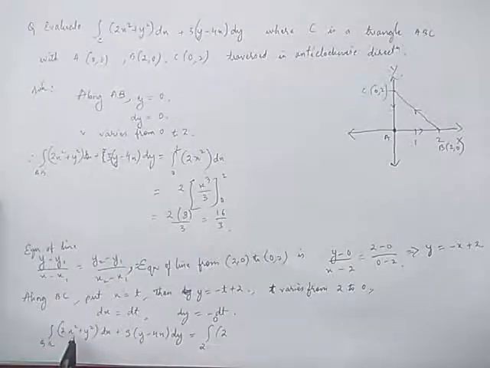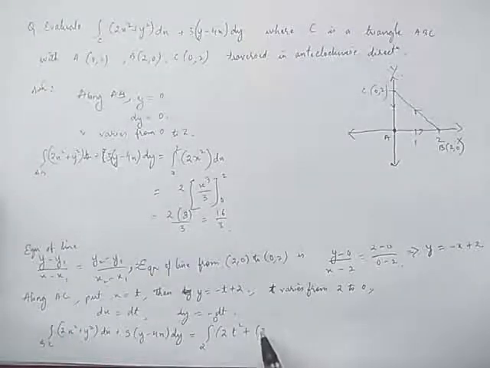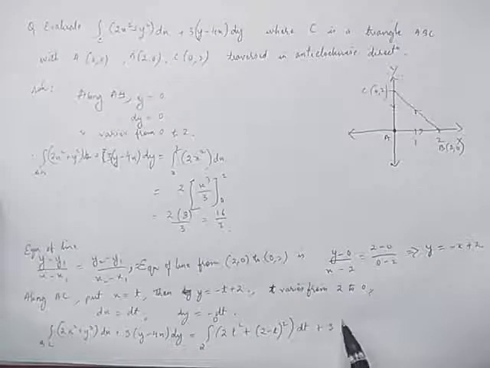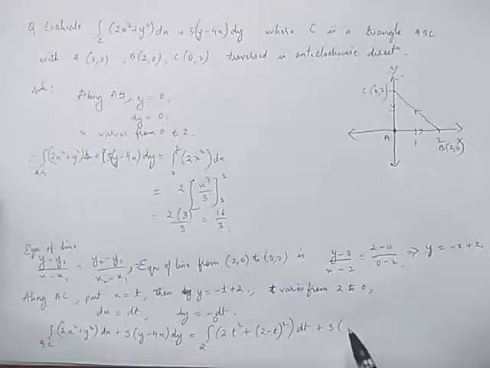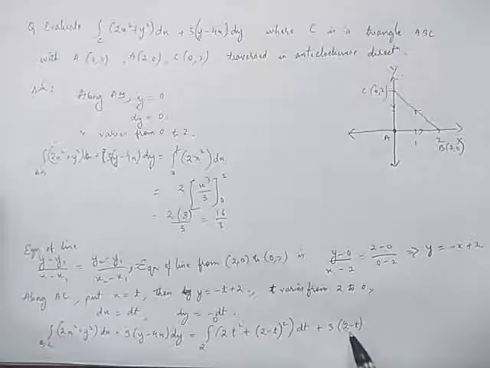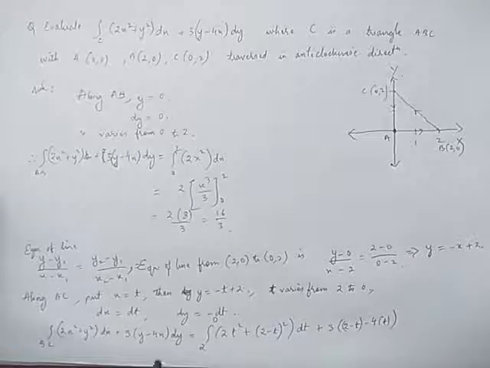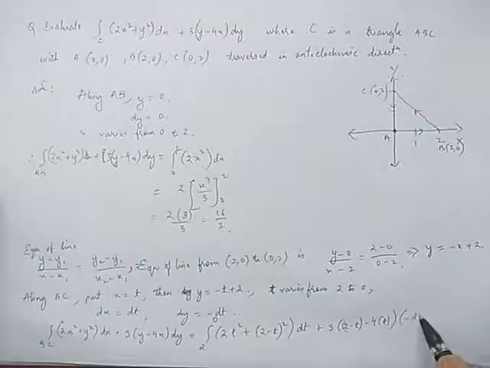of 2 into, instead of x I have t squared, plus instead of y squared I can write 2 minus t whole squared. Instead of dx I can write dt, plus 3 into, instead of y I will have 2 minus t, minus 4 into, instead of x I will have t. Instead of dy I will have minus dt.